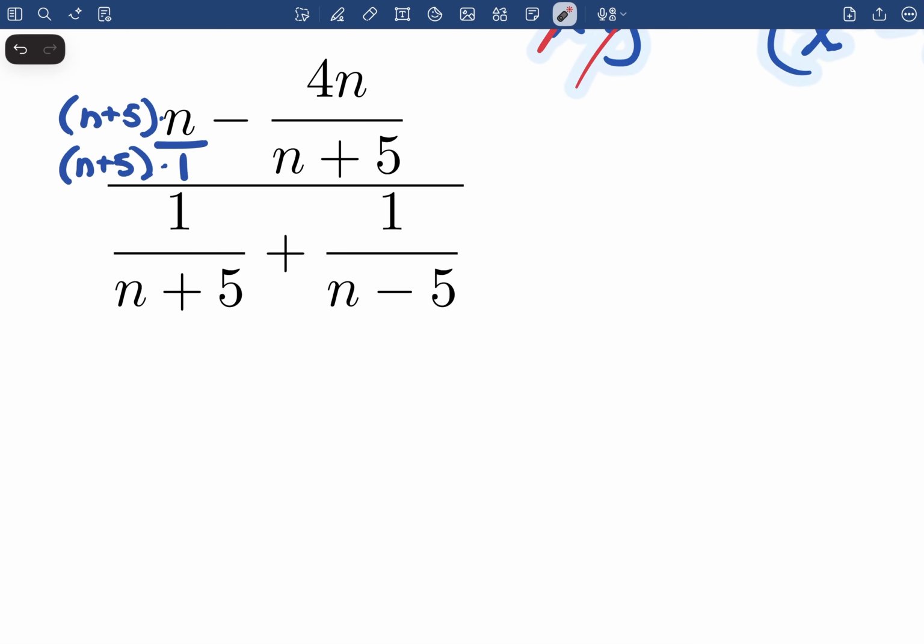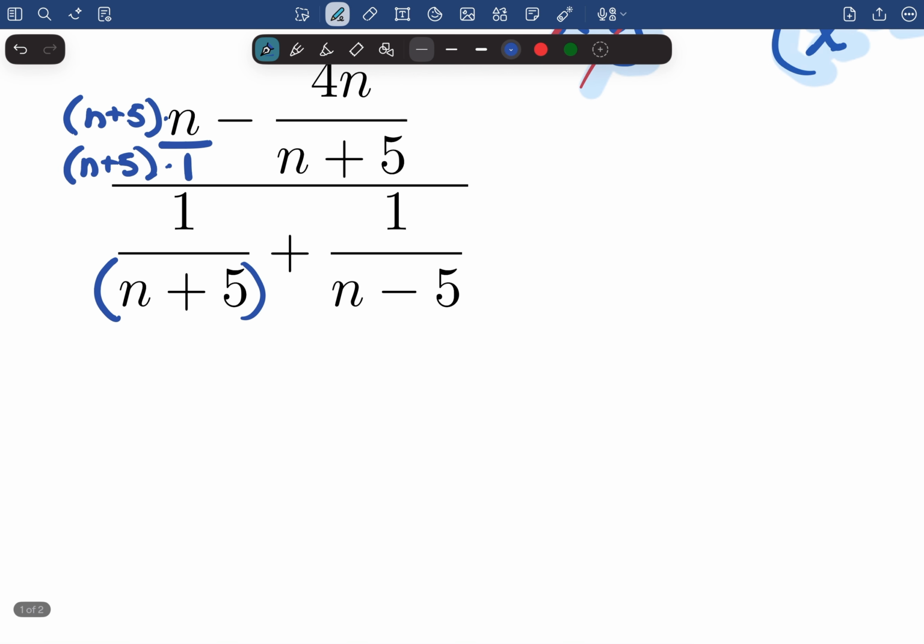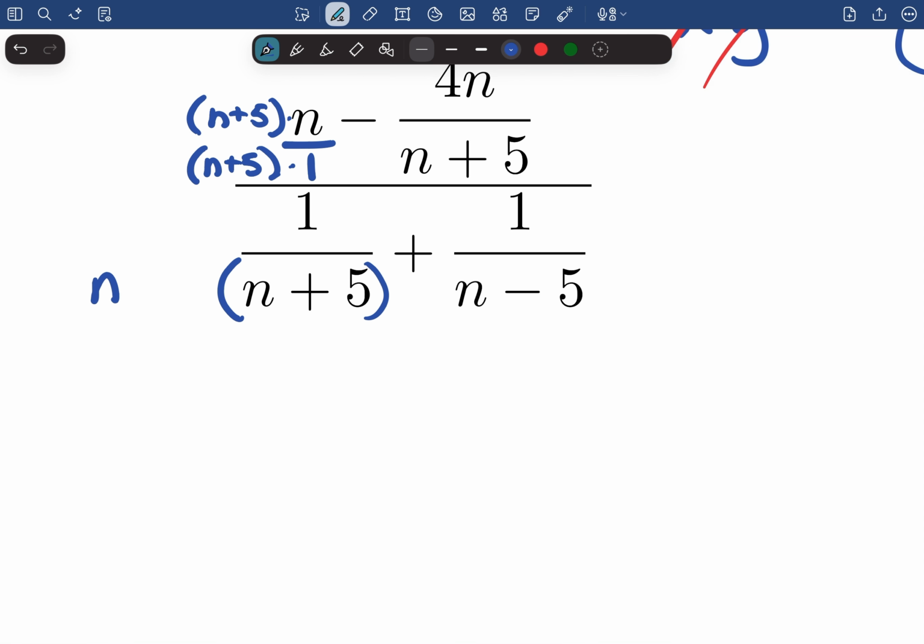Well, let's look down in the bottom. Okay, I have an n plus 5 factor and an n minus 5 factor. And so this factor is missing an n minus 5 that the other denominator has. So I can multiply on an n minus 5 here and here, top and bottom of this fraction.